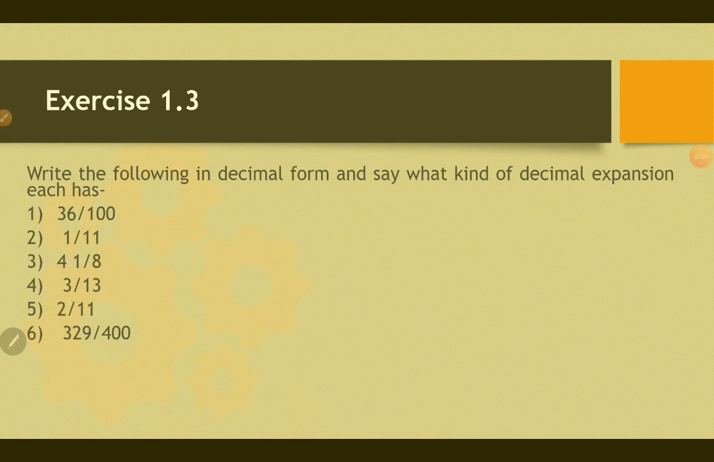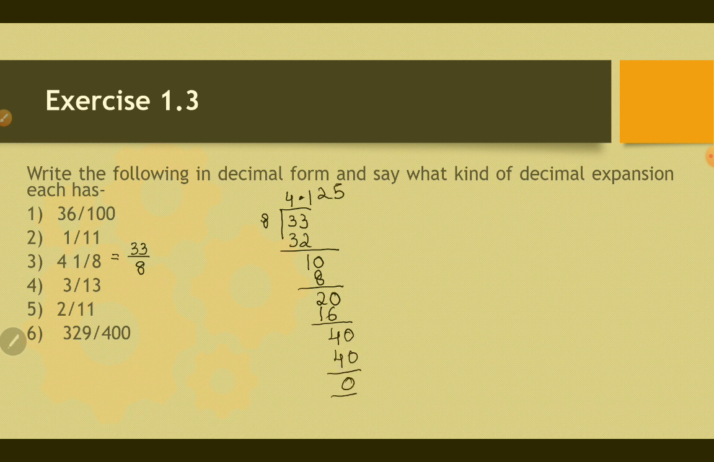For the third part, 1 by 8, you can also write as 33 by 8. So 8 is outside and 33 is inside. We know 8 fours are 32. So 1 decimal 0, 8 ones are 8, 2 0, 8 twos are 16, 4 0, 8 fives are 40. As the remainder is 0, hence this is a terminating type of decimal.